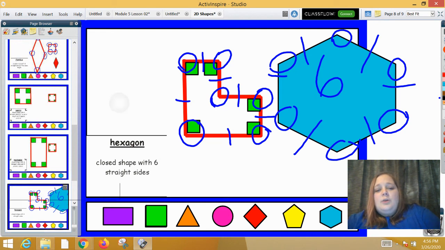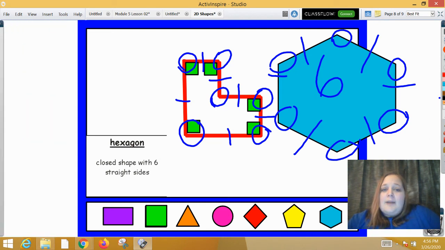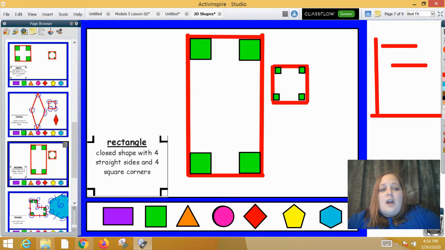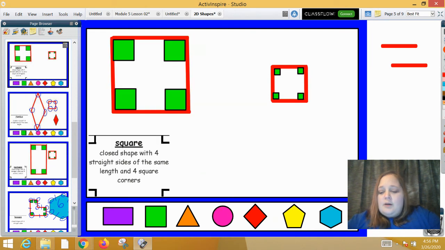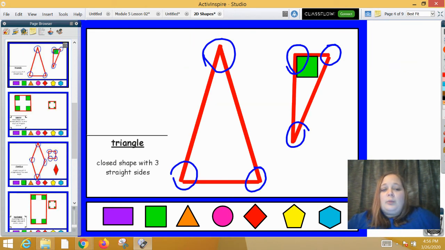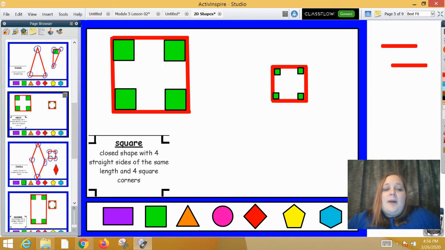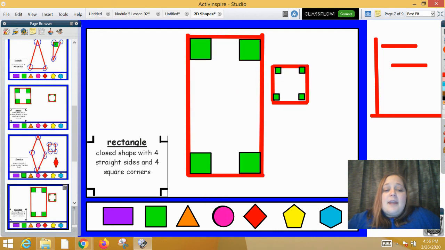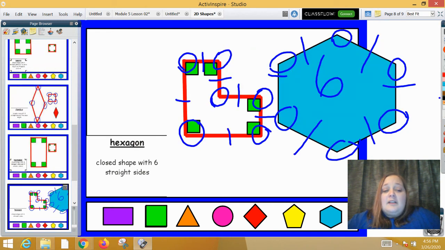You guys did so good today with our math lesson, and I am so glad, and I hope you remember your shapes. So let's go back and let's review. We started off and we talked about a triangle, 3 straight sides. Then we talked about a square, 4 straight sides of the same length and 4 corners. And then we talked about a rhombus, a closed shape with 4 straight sides of the same length. A rectangle, a closed shape with 4 straight sides and 4 square corners. A hexagon with 6 straight sides and 6 corners.